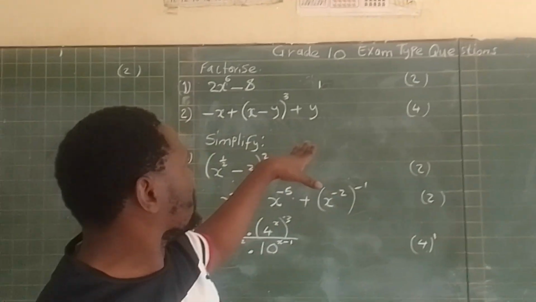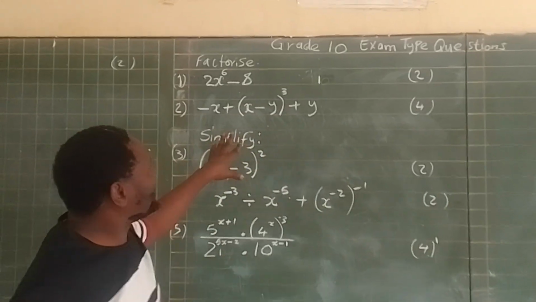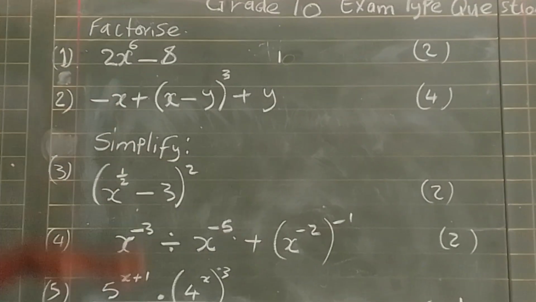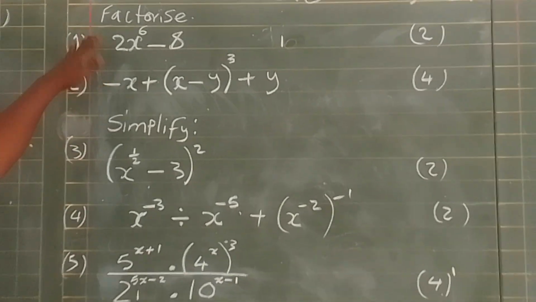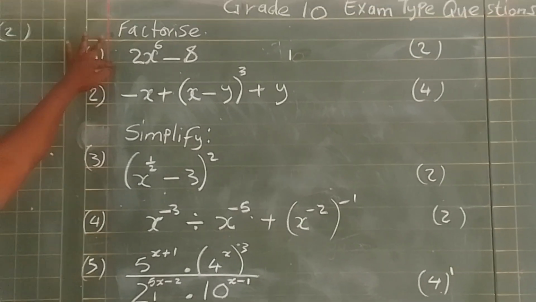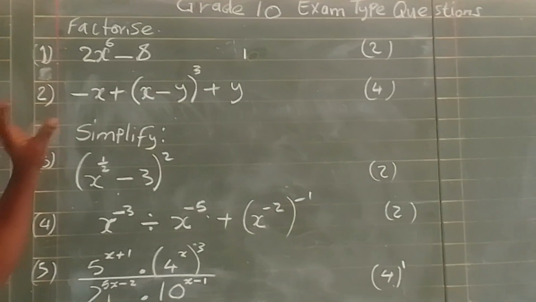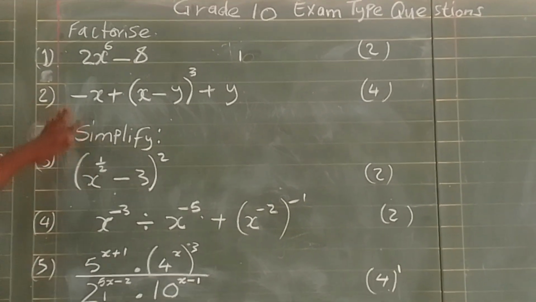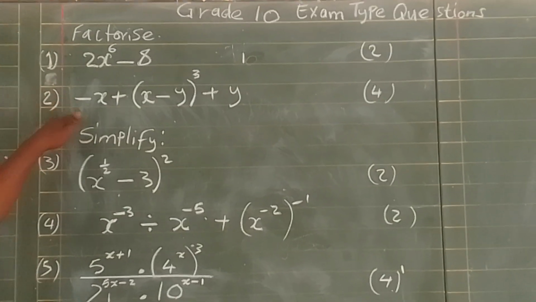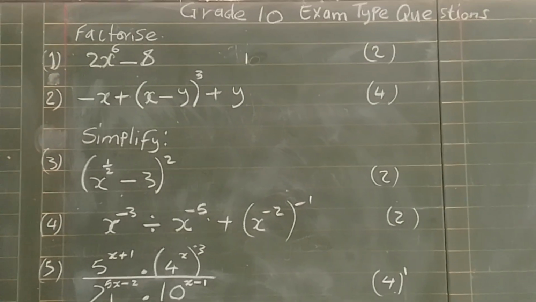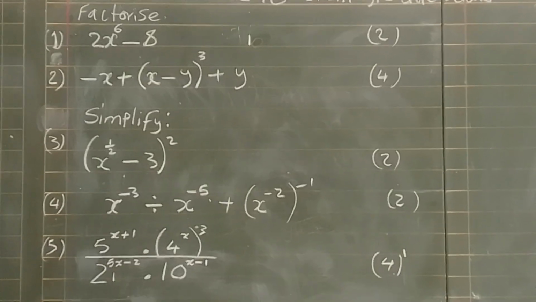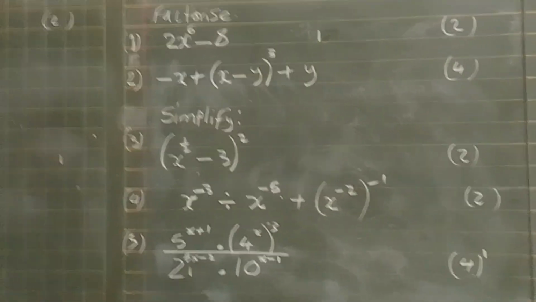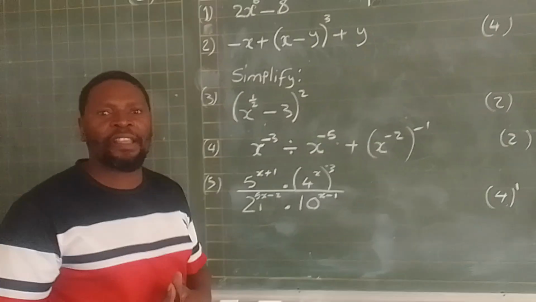Today we are going to do grade 10 exam type questions. These are the questions that are highly likely to prevail in your exam question papers. They want you, grade 10, to factorize. You must know how to factorize. You use all the tools that I've been teaching you throughout the year. Now you have to apply it. I will show you some few tricks before you go and write your final paper. And you must know how to simplify. I will show you a little bit of the trick of how to simplify.